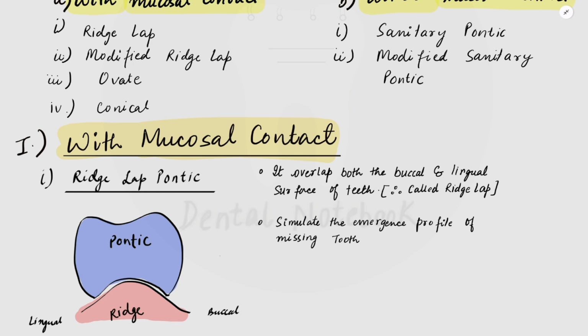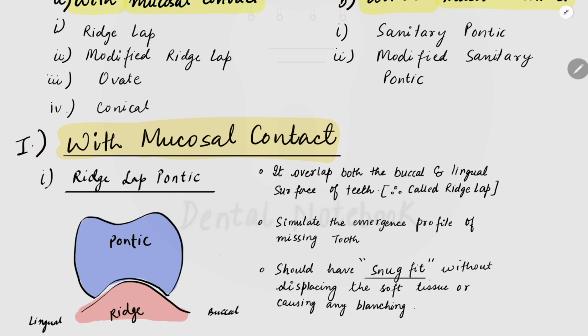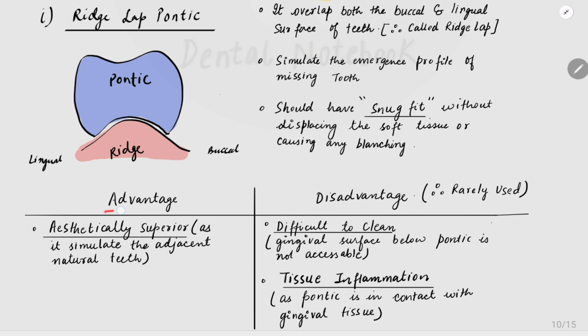Coming to another factor of the ridge lap Pontic, and one of the challenging factors of this design, is that it should have a snug fit without displacing the soft tissue or causing any blanching to the underlying tissue or mucosa. This makes it very difficult in designing and therefore limits its use. Now let's study the advantage and disadvantage of this ridge lap Pontic. Though aesthetically it is very superior as it simulates the adjacent natural teeth, it is rarely used because of a few disadvantages.